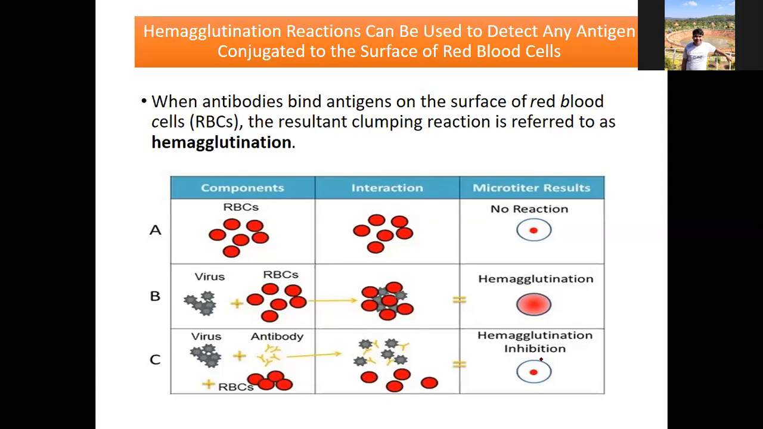And we could see that there is no clumping in case of C as well as A. Only in B has clumping occurred. So these kinds of studies are called hemagglutination reactions.